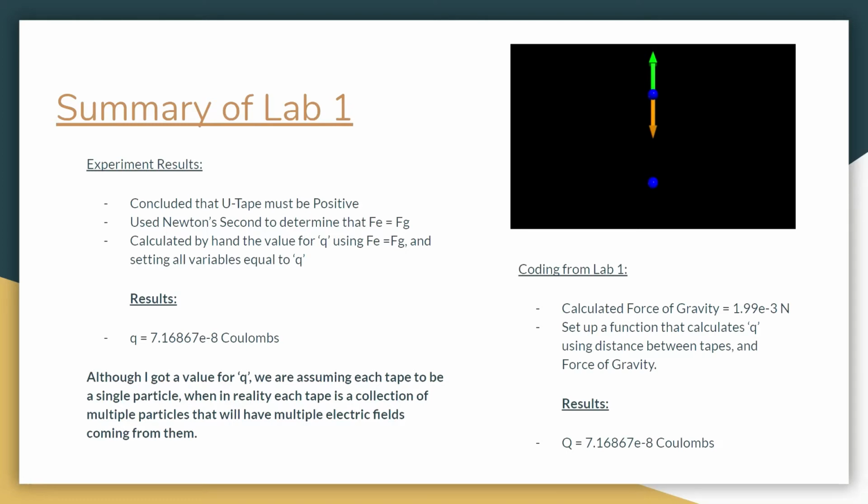For the coding section, I had to make a model of that situation happening with the two tapes. As you can see, the green arrow represents the electric force, and the orange arrow represents the force of gravity. Again, I had to calculate the charge of each tape, which I got to be around 7.17 e to the negative 8th coulombs.